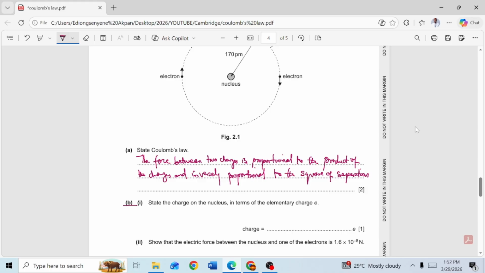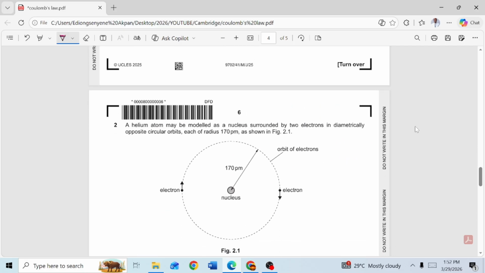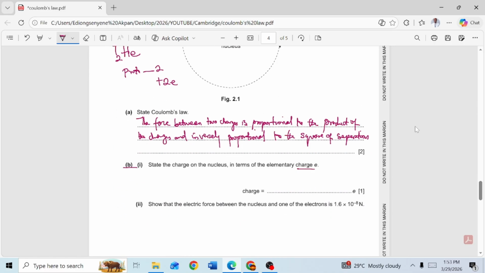Part (b)(i): State the charge on the nucleus in terms of the electron charge. Let's look at the nucleus. Here, helium atom may be modeled as a nucleus. For helium, we have mass number of 4 and atomic number of 2. This means that the protons for helium are 2 and a proton is a positive charge. This will be plus 2e. So for the charge here, we have plus 2. Take note of this. If you make any mistake here, you will miss this part.